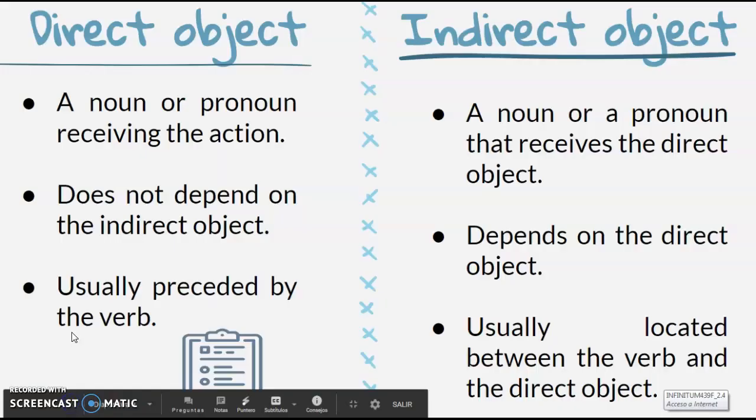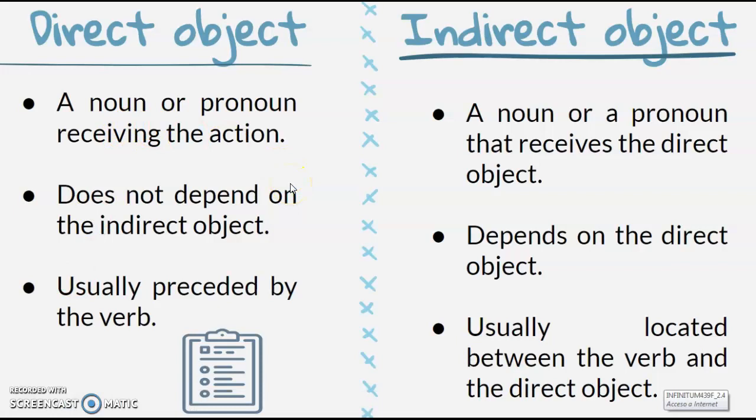So remember, a direct object is either a noun or a pronoun. It does not depend on the indirect object. This means that in a sentence you can find a direct object but not an indirect object, and that is okay. And it is usually preceded by the verb. This means that the verb is usually before the direct object. But this is not a rule. You can find the verb afterwards. And of course you can find words between the verb and the direct object.